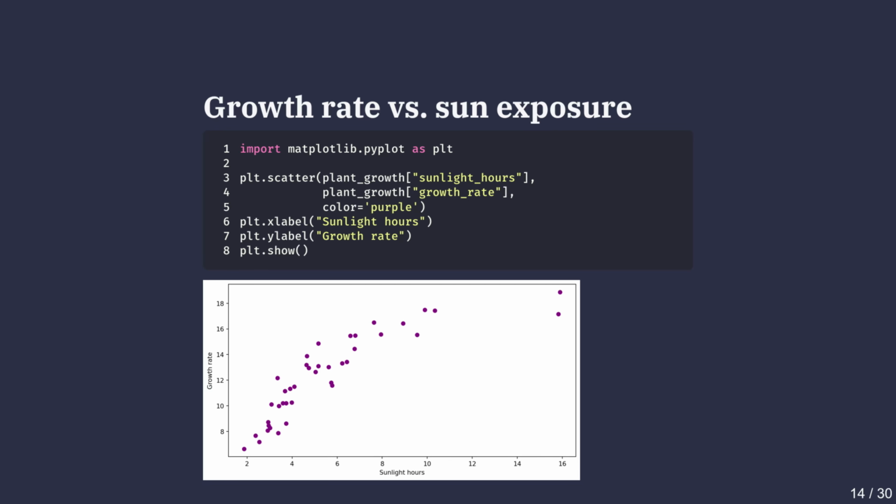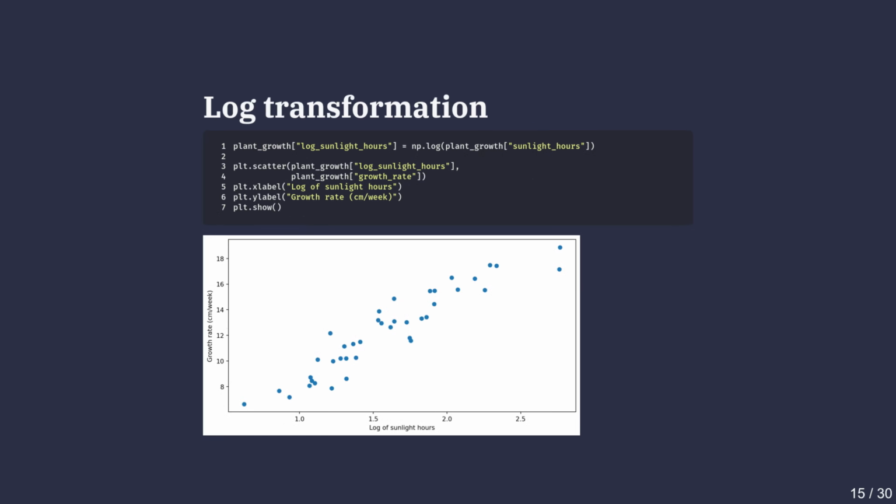To be able to use correlation coefficient, we have to transform the data such that it is linear. For this particular data, a log transformation of sunlight hours can help us. When we transform the sunlight variable using a logarithm, we compress the extreme values and reveal a linear pattern.